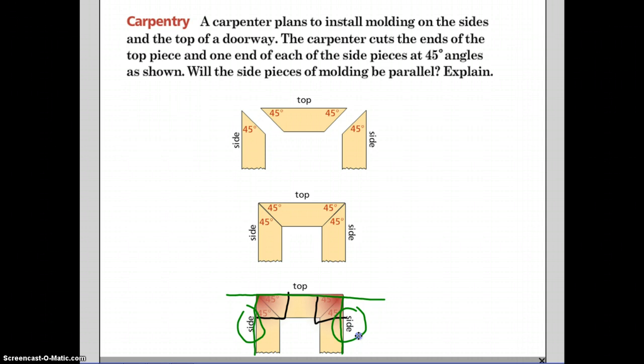So, will the side pieces of molding be parallel? Yes, they will. And to explain that, you can just say that the two sides are both perpendicular to the top, so the two sides will be parallel.